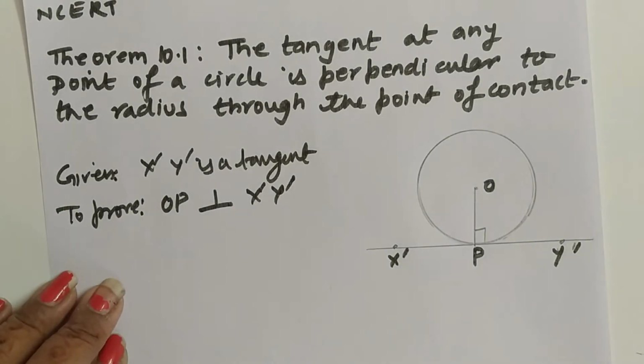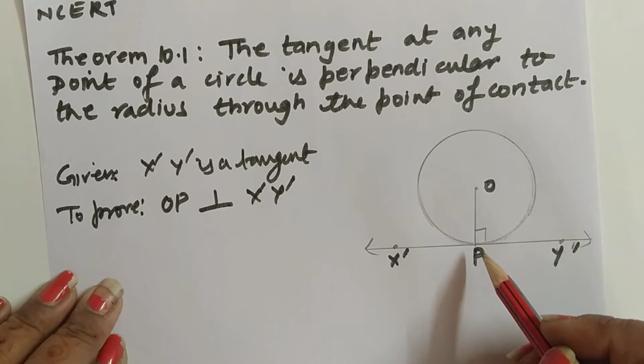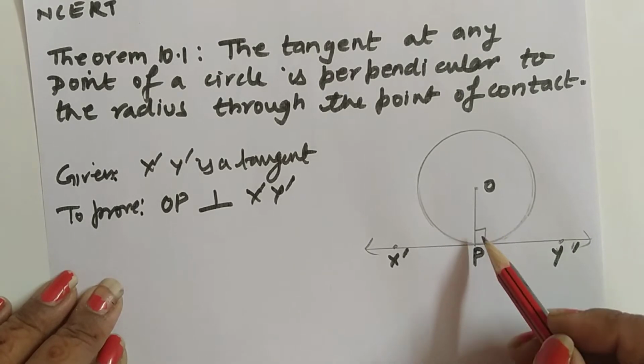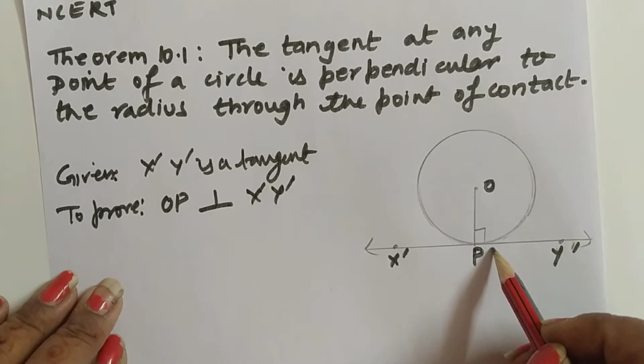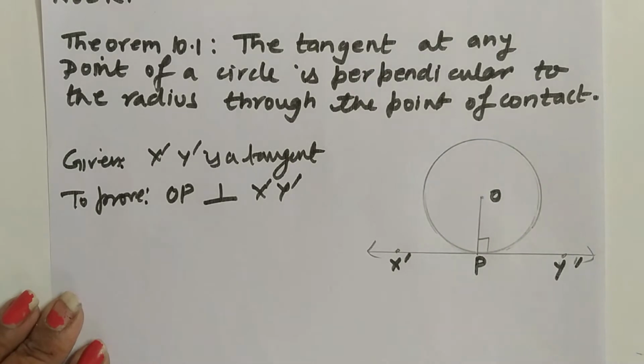This is the thing that we need to prove: since OP is a radius, the radius is always perpendicular to the tangent at the point of contact. This is our aim to prove. Now, how could we prove this?